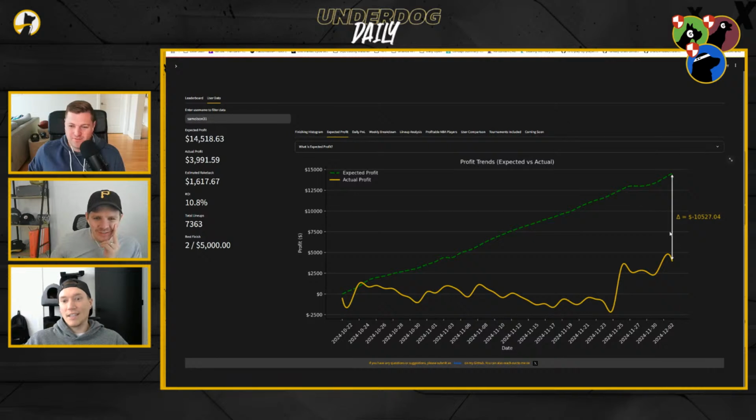This is how you can tell you're running bad, right? You're running 10K under expectation. So that means when you're in that top 1%, you're finishing in the bottom half of that 1% way more often than you should be. Game of skill, boys. This quantifies game of skill right here. Honest to God. This is quantifying game of skill and not just looking at a profit tracker anymore. This is incredible.